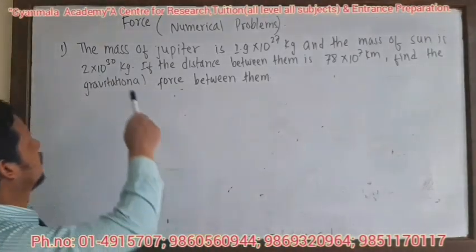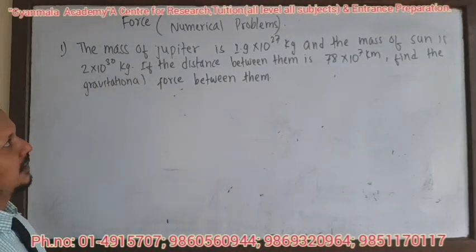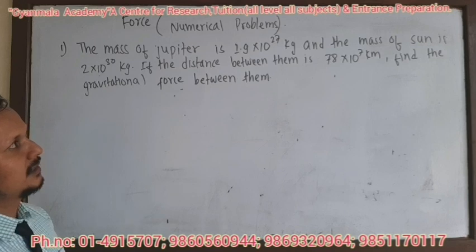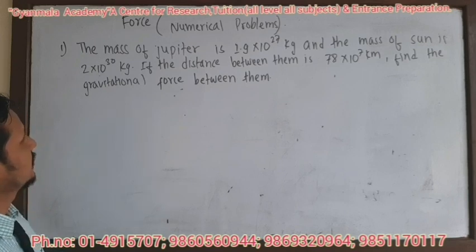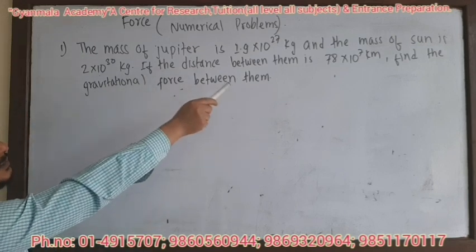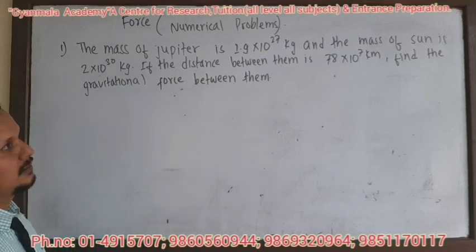Now look here. The mass of Jupiter is 1.9 into 10 to the power 27 kg and the mass of the Sun is 2 into 10 to the power 30 kg. If the distance between them is 78 into 10 to the power 7 km, find the gravitational force between them. Now, solution.